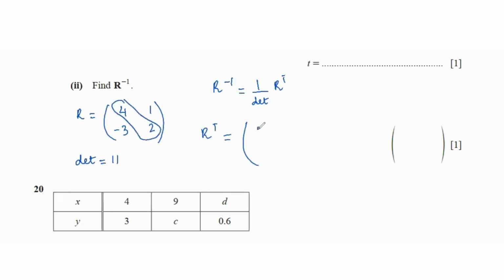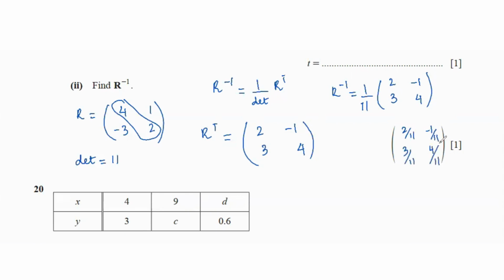We'll swap it. So that's going to be 2, 4 over here. And for these two values, we're going to change their signs. So 1 becomes -1 and 3 becomes positive. So your inverse is now going to be 1 over 11 times 2, 3, -1, 4. So that is going to be 2 over 11, -1 over 11, 3 over 11, and 4 over 11.